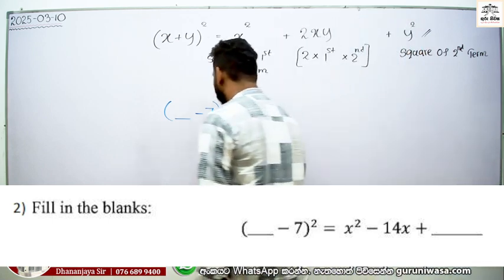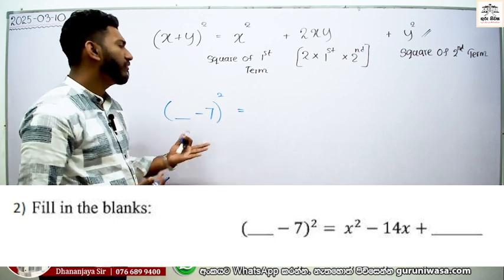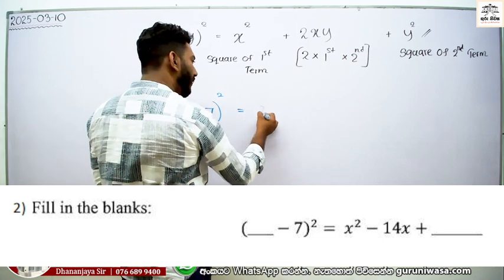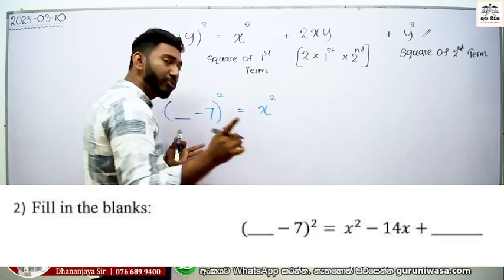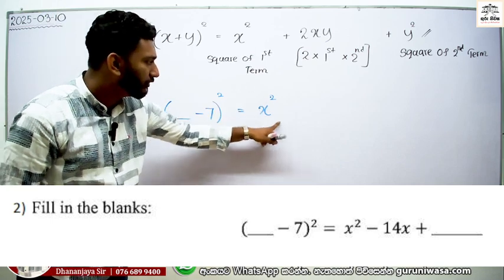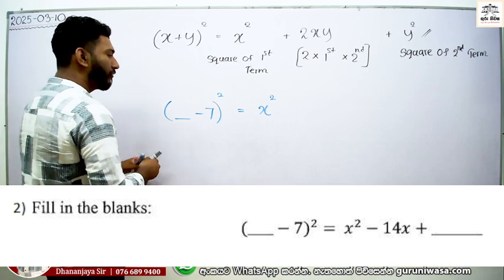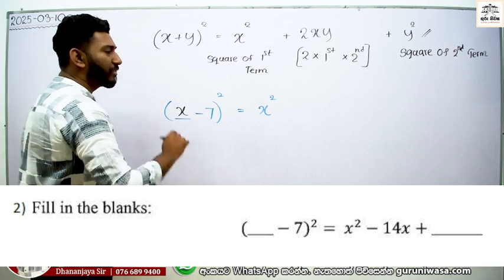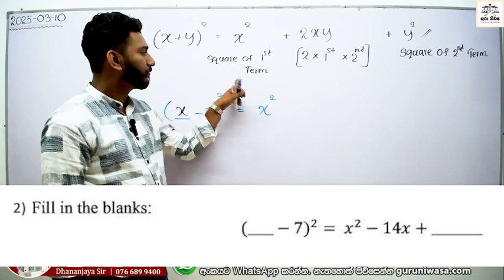Now listen, what is the expansion of this one? It's the square of the first term, and we don't know the value for the first term. And this one is x to the power of 2. Easy. Now you know x to the power of 2 means the square of the first term. Now we have to find the first term. Therefore, the first term becomes x, because it's the square of the first term.